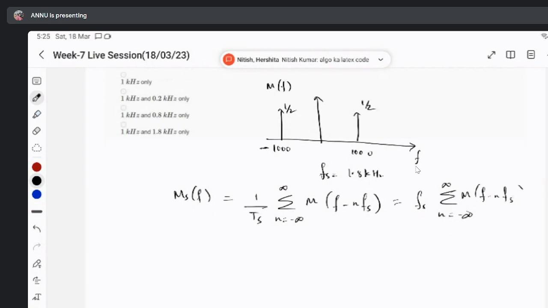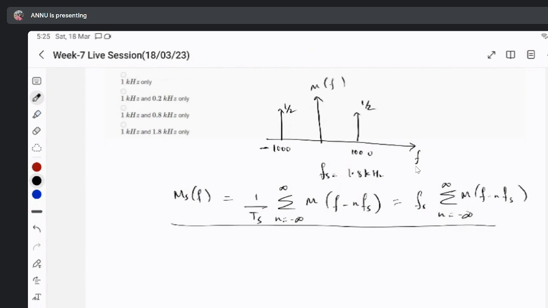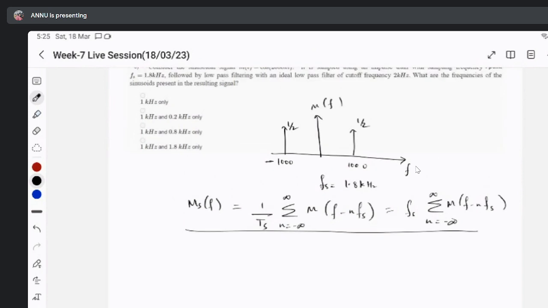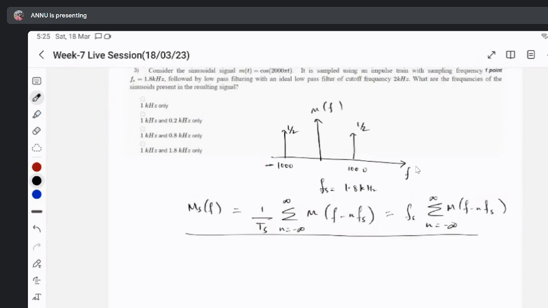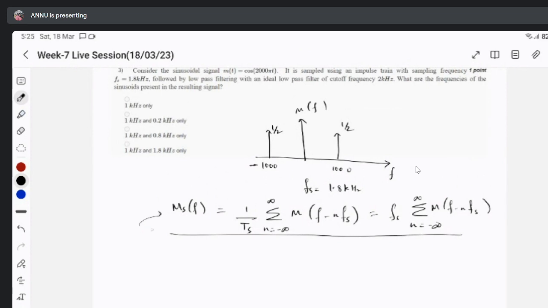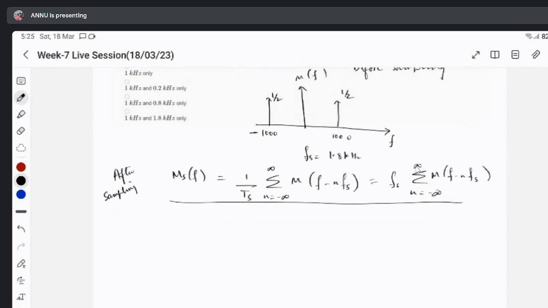Sir, this is after the sampling. After sampling, this is the Mf, and after sampling we'll get this expression. So after sampling, the frequencies contained are 1000. Okay, this is before sampling, right? Yeah, this is the expression after sampling. But the spectrum you have drawn is before sampling. Yes. So I'm trying to make the after-sampling spectra.